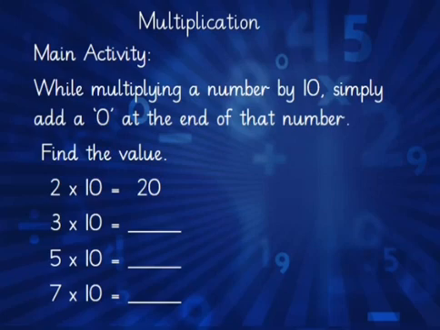Let's come up with the answers. 3 multiplied by 10 is equal to 30. 5 multiplied by 10 is equal to 50. Last one, 7 multiplied by 10 is equal to 70. Hope all of your answers are the same. Good job.